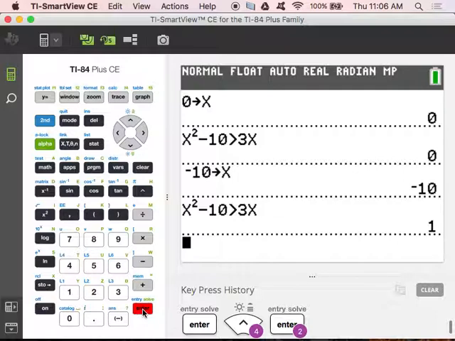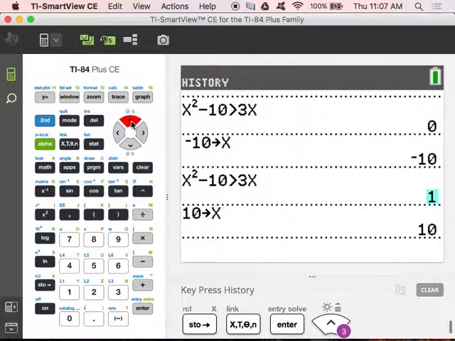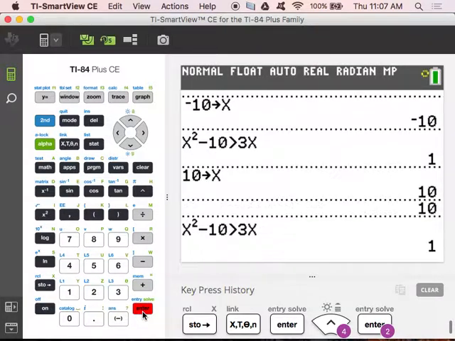And then we had, is it 5? Yeah, so let's test 10. 10, store x, enter, go back up to the inequality, hit enter, also true.